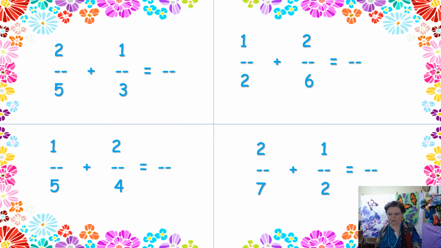Okay, let's look at some more. Here we go again. We have a 5 and a 3. These are unlike fractions because the denominators are not the same. Watch what I'm going to do. I have to have a denominator that's the same, that goes with both of them. So I am just going to multiply them. 5 times 3 is 15.